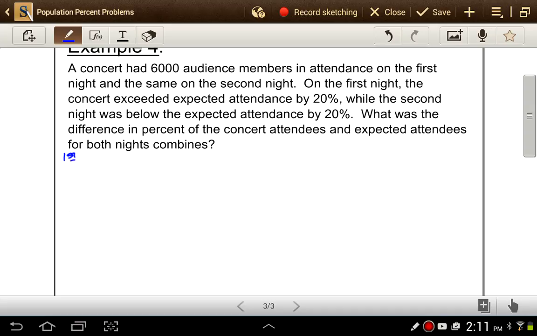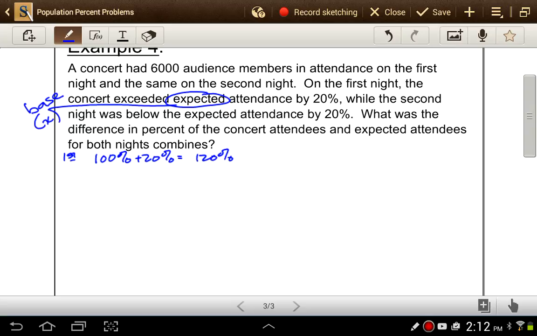We're going to go through some math here. So on the first night, we had 6,000 audience members, okay, and that was 20% higher than we expected. So the expected amount is going to be our base amount. That's going to be our variable because we don't know what that is, and the other number is what we're going to find. So if we exceeded by 20%, we will have our original amount plus 20%. So our original amount is 100% plus the increase of 20%. That means that we're 120% over what we thought.